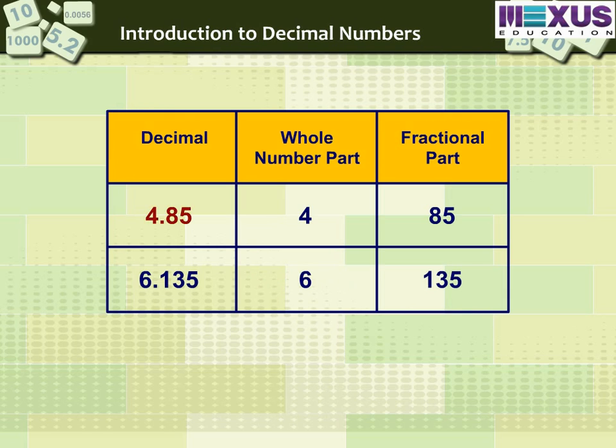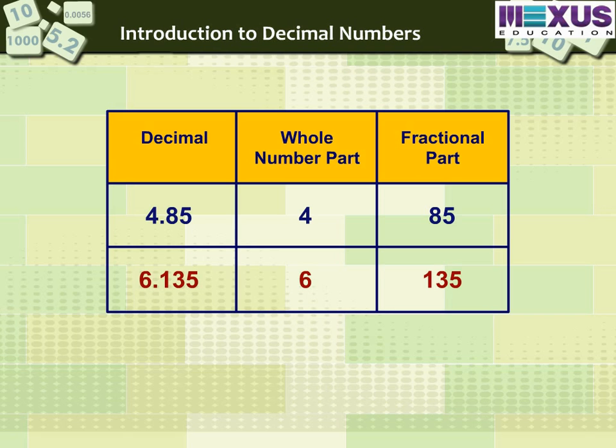In the decimal number 4.85, 4 is the whole number part and 85 is the fractional part. Similarly, in the decimal number 6.135, 6 is the whole number part and 135 is the fractional part.